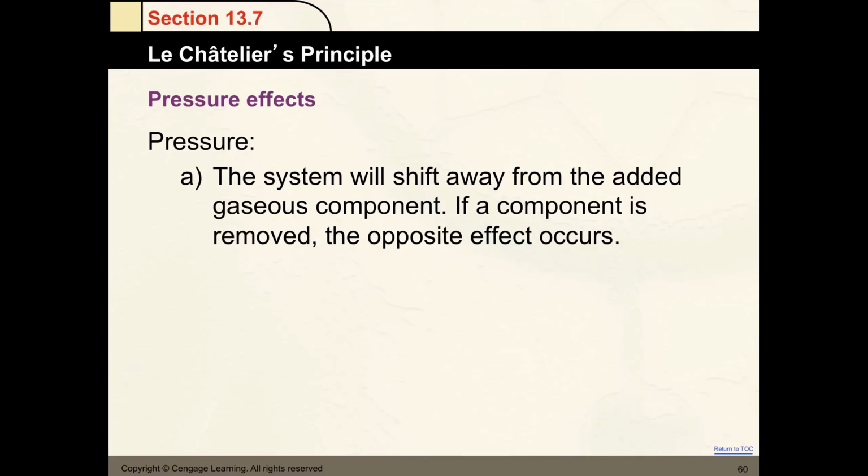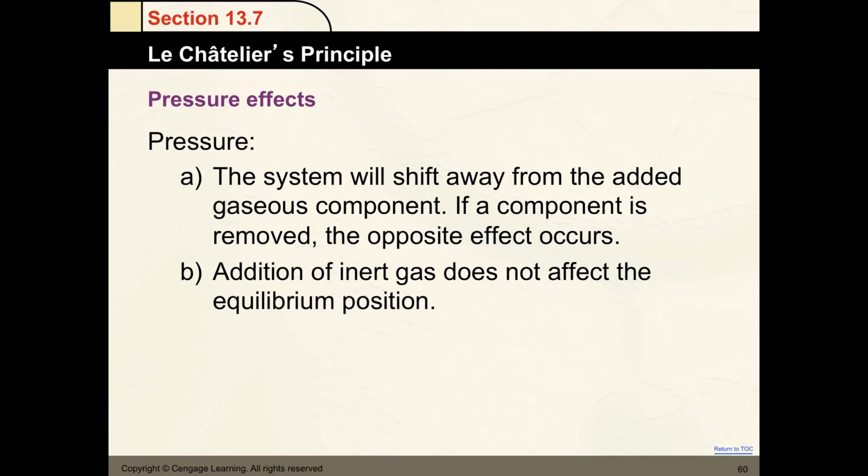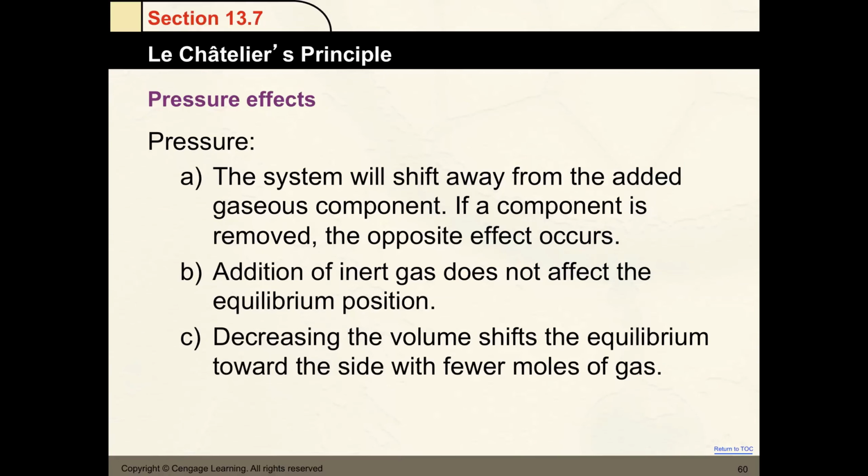And then if you decrease the pressure, it will have the opposite effect. Usually if you add a noble gas or an inert gas, there's no effect on the equilibrium. So you'll sometimes be asked, hey, what happens if I add helium to this reaction? Nothing. So decreasing the pressure, or increasing the volume, will cause the reaction to shift toward the side with more molecules.